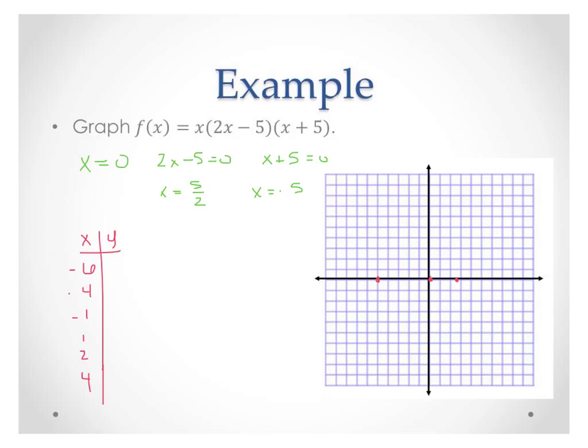For -6, I get -102. For -4, I get 52. For -1, I get 28. For 1, I get -18. For 2, I get -14. And for 4, I get 108. Okay, so maybe a little better than we did last time. Let's count by tens. So when you get all the way up here, that's going to be 100. This down here is going to be -100.